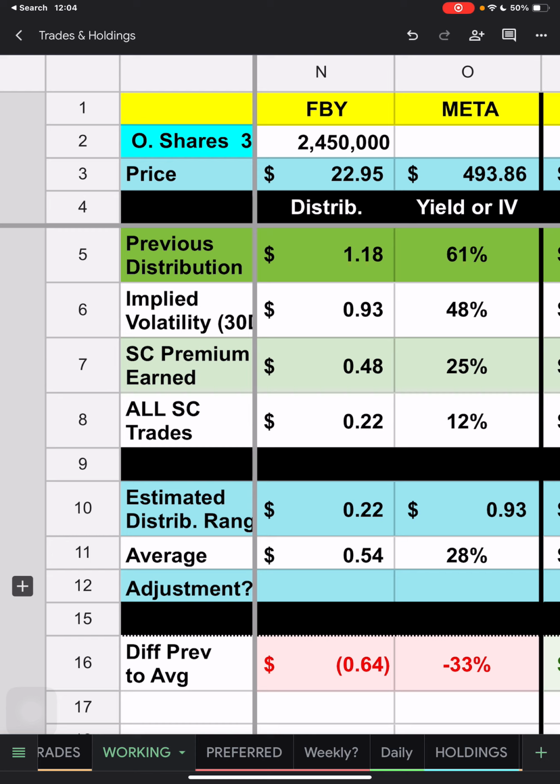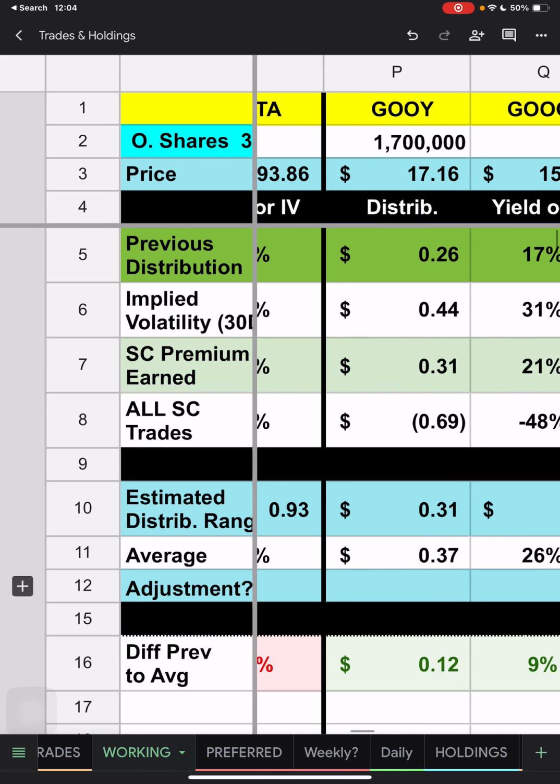But I know Disney's been doing a lot of stuff too, so I don't know. I'm thinking the average right there is probably somewhere in the ballpark. I just don't see it going down to that 22 cents for all the trades. I'm thinking it looks better around that premium earned range for me. But that's just my opinion. So let's just move on to the next one.